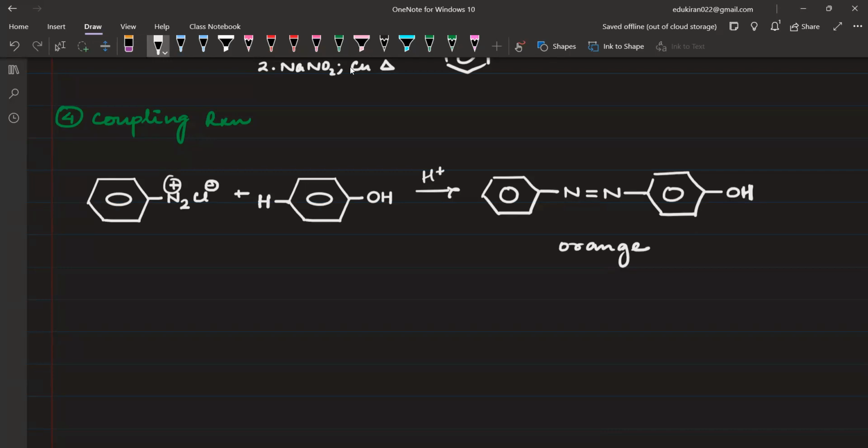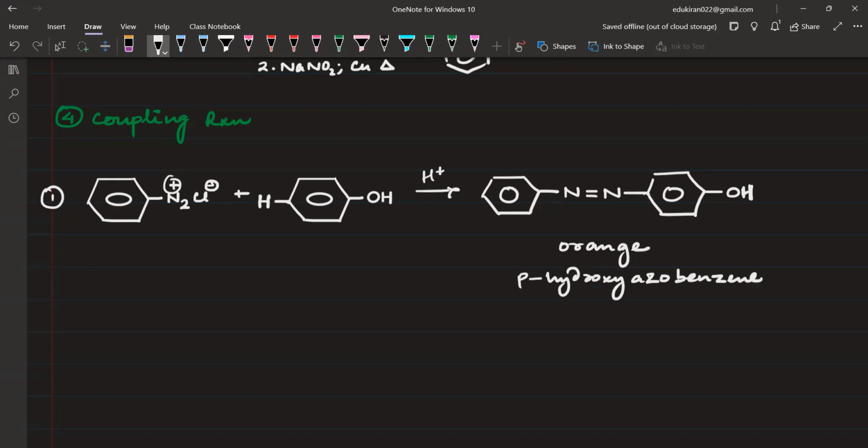Erase हो गया था. ठीक है, इसका नाम क्या होगा? If you want to write the name, this is p-hydroxyazobenzene. ठीक है, इसको लिख लीजिए यहाँ पे. This is p-hydroxyazobenzene.